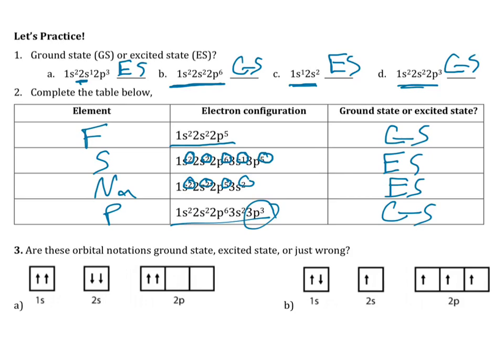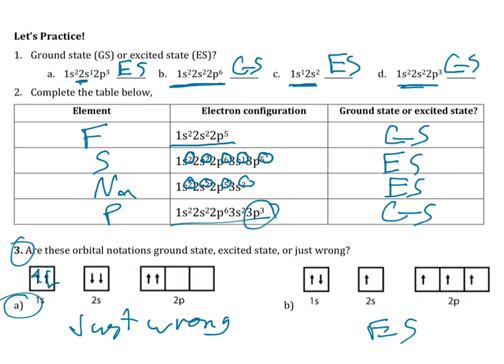All right, number 3. Are these orbital notations ground state, excited state, or just wrong? And what I'm going to say is this here is just wrong. This one is excited state. The reason why this is just wrong, by the way, is because this should be up arrow, down arrow, up arrow, down arrow. And then this should be up arrow, up arrow.